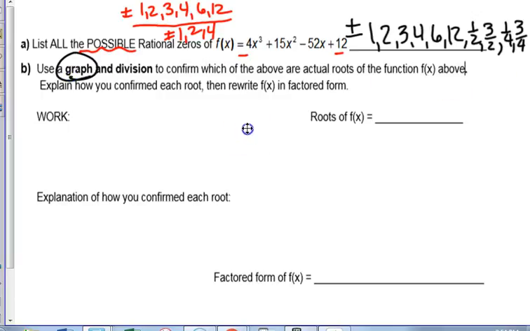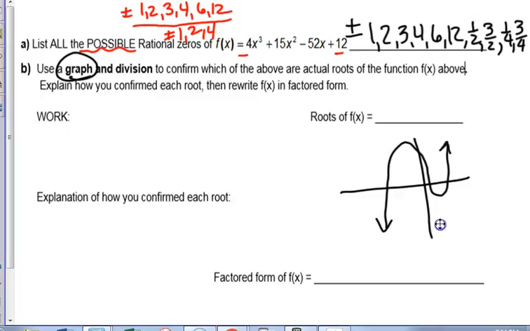Use a graph and division to confirm which of the following are actual roots. So what are we going to do? We're going to graph it. And it's going to look like... Okay. And if I remember right, this is -4, and this is either 1 or 2. I'm thinking it was 2. I can't remember. But this is not a nice number.